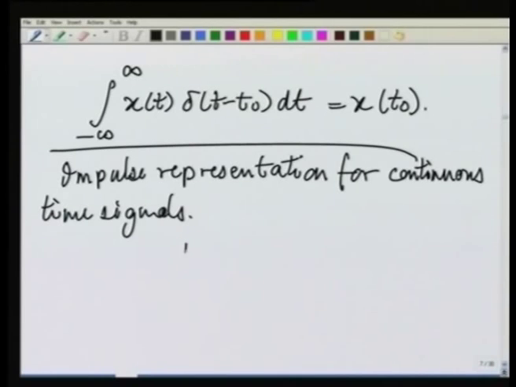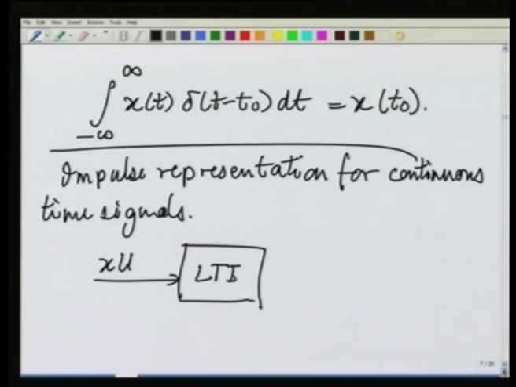We have the continuous time system, LTI system. Again LTI is very important, linear and time invariant, and on the left side we have x(t) being applied, we have y(t) emerging as the output. Can we have a means of computing y(t) from x(t)? That is the question.